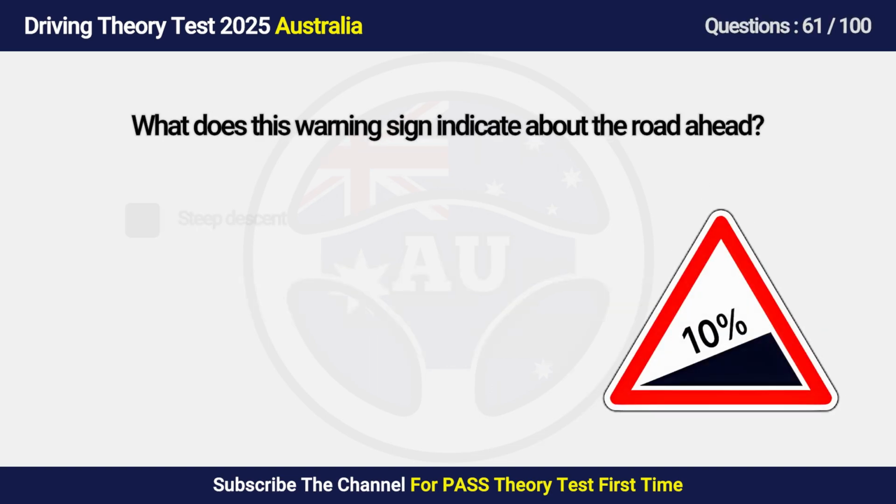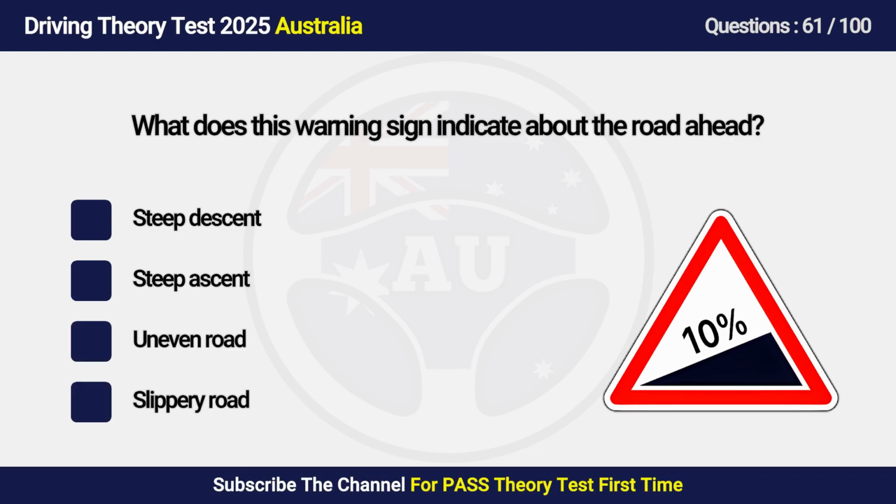Question 61. What does this warning sign indicate about the road ahead? A. Steep descent. B. Steep ascent. C. Uneven road. D. Slippery road.